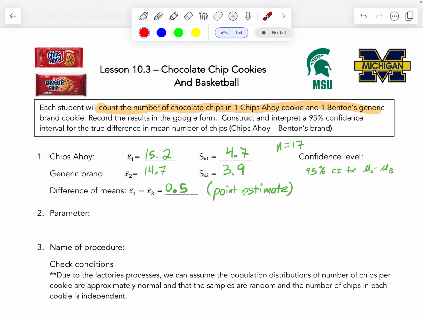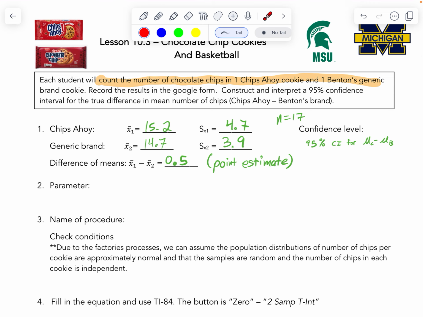We're going to make a 95% CI, confidence interval, for the difference in the means of each cookie. We're going to go Chips Ahoy minus Benton's. The difference in the means is 0.5, and we're going to make the interval. So that 0.5 is going to be the point estimate, which means it will be the middle or the center of the interval.